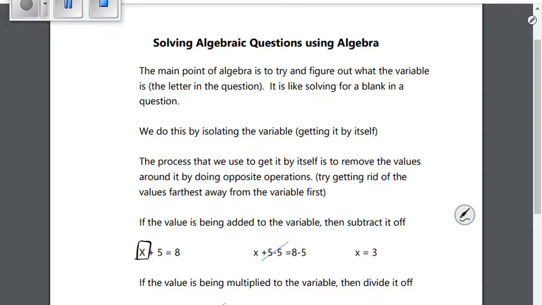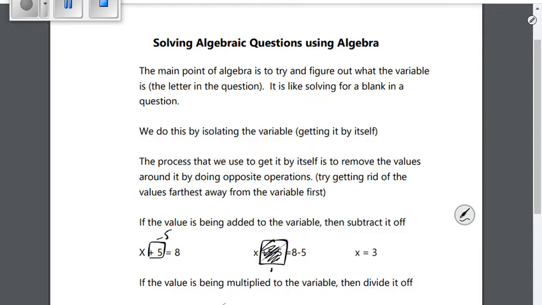So what you're trying to do is get rid of anything that's around it. Get it by itself. And so if you look at this, the way that we get rid of stuff is we end up doing the opposite. Right now this x has a plus 5 beside it. So how do I get rid of positive 5? Well, the way to get rid of it is subtracting 5 off. And that's what this is showing here. Plus 5 and minus 5 is nothing. It's gone.